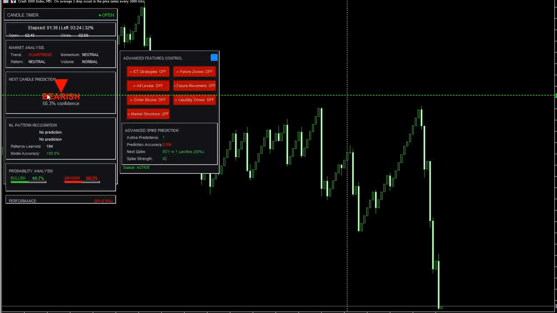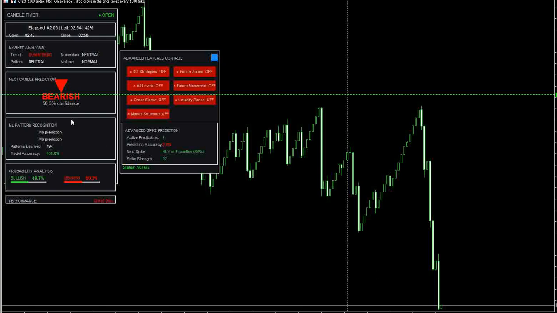Now here we have trend, downtrend. Momentum is neutral. That means there's no momentum as of the moment. The pattern, no predicted pattern, either bearish or bullish as of now. Then the volume is normal. That means there's no high velocity in the market. It's not volatile. Next candle prediction, we have bearish.